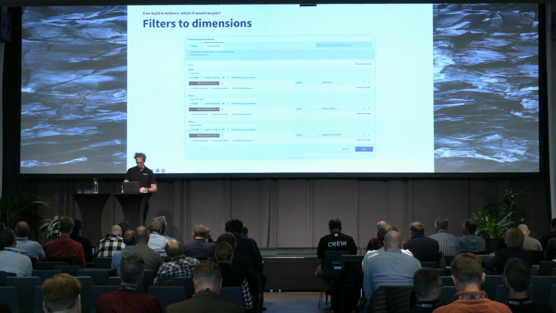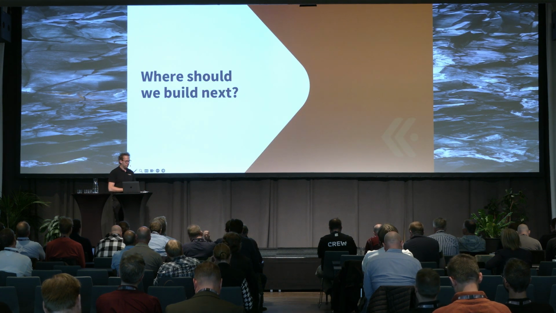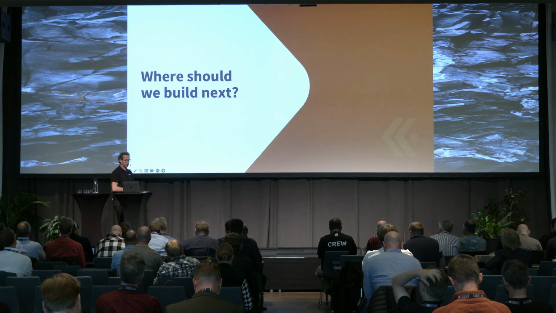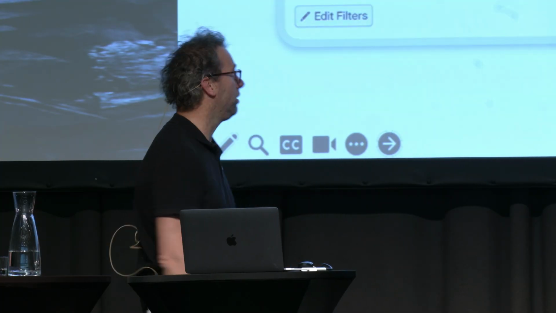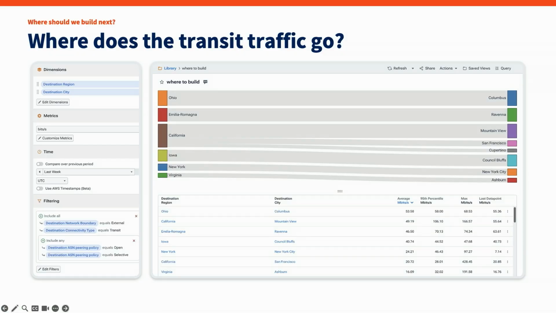Kind of similar question. It's not about what exchange should we connect to, but where should we, geographically, build? Again, new filters, using the enrichments that we can do: destination region and city. So we see a breakdown about the region and the city. Again, filtered on traffic that comes in from external. That traffic is transit traffic, and the destination networks have an open peering policy. So they are willing to peer with us. So this is the traffic, but then broken down on the region and city.